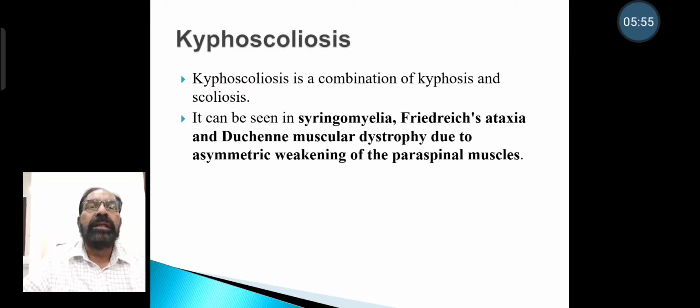Kyphoscoliosis. It is a combination of kyphosis and scoliosis. It can be seen in syringomyelia, Friedreich's ataxia, Duchenne's muscular dystrophy due to the asymmetric weakening of the paraspinal muscles.